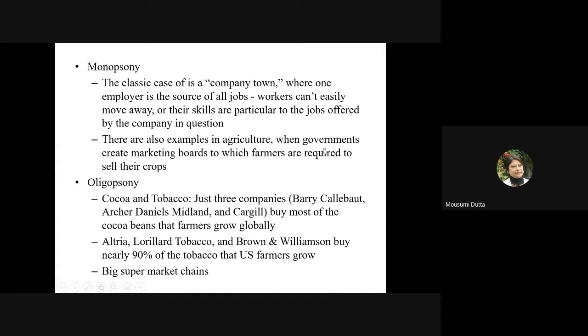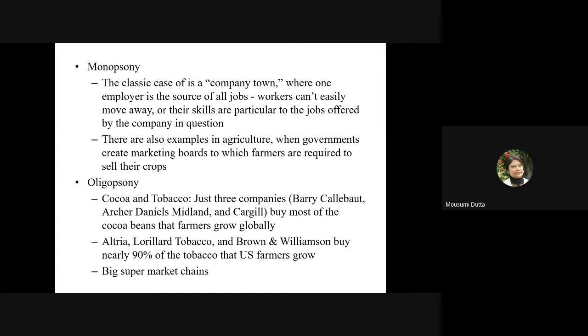There are also examples in agriculture when governments create marketing boards to which farmers are required to sell their crops. Suppose there is no regular market and you have only one channel. You have to sell it to the government. Government will procure the entire resource and sell it through some other channels. So that board is the sole buyer of the entire crops. These are the examples.